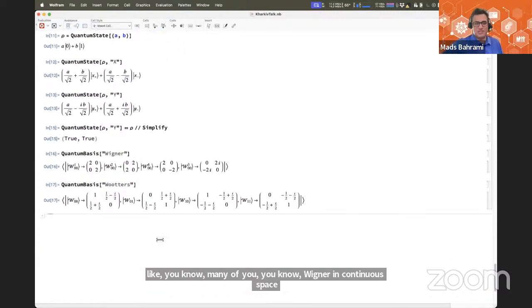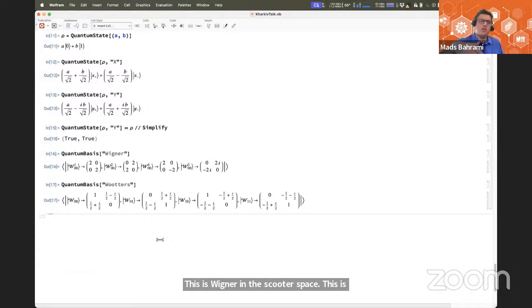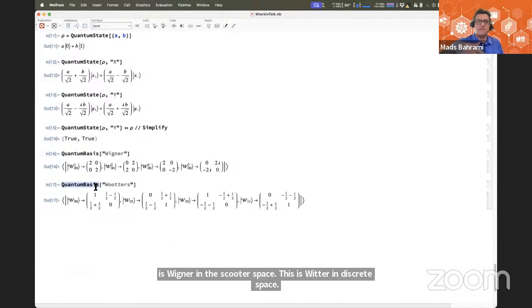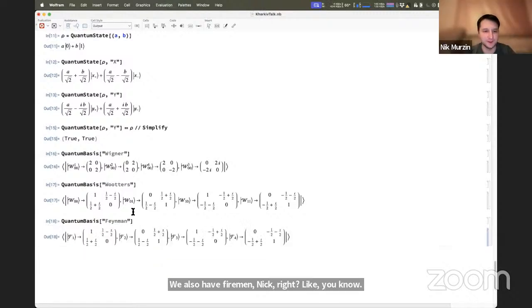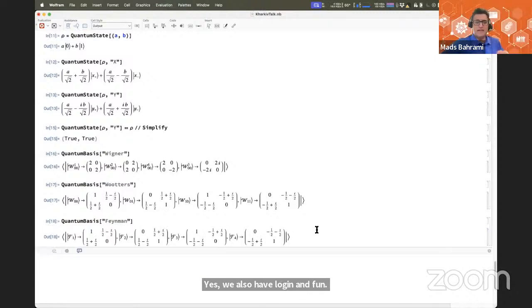This is Wootters in discrete space. We also have Feynman, Nick, right? Yes, we also have it. It's the same as the others, for 2D. Some of them are less popular. I guess nobody has said, oh, Feynman, was there a quantum basis in discrete space with the name Feynman? Oh yes, in his famous paper on negative probability, Feynman introduced this basis.